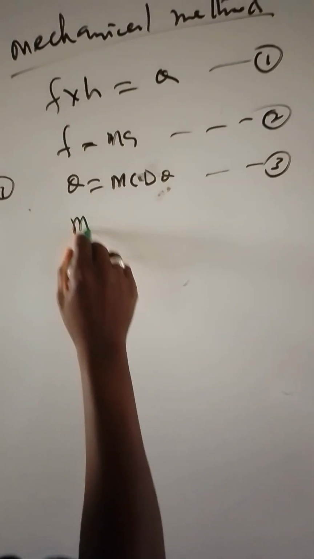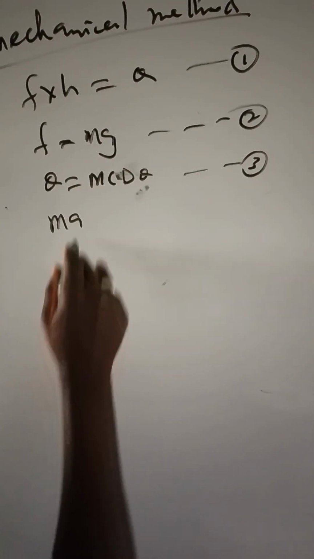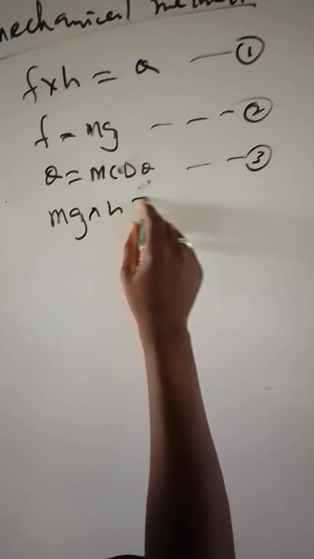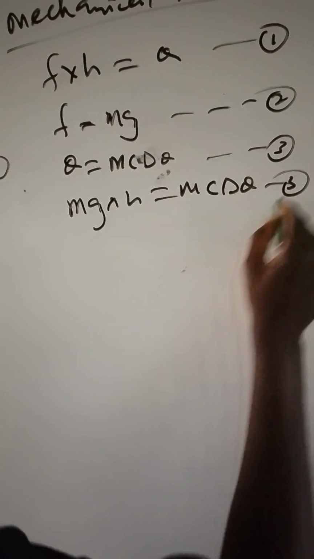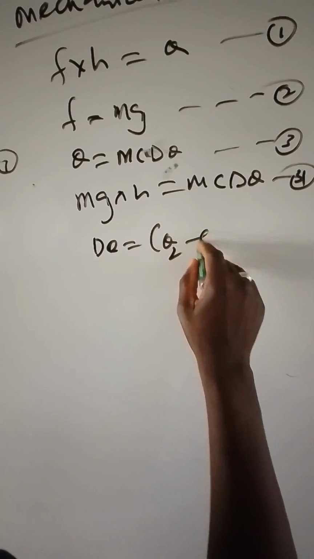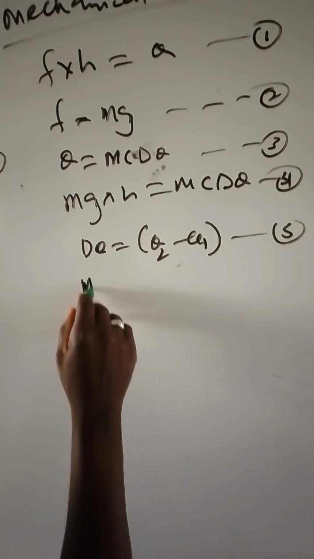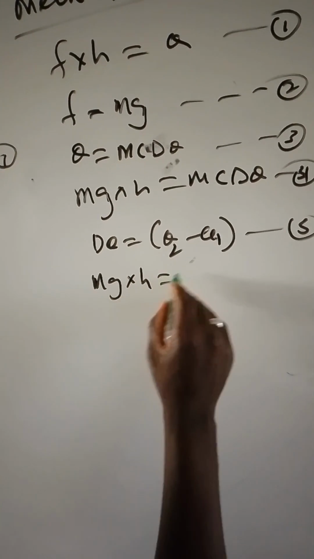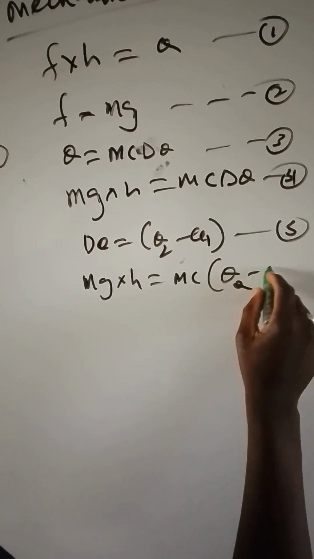Substitute 2 and 3 in 1. We have ma, or we say mag, times H is equal to mc change in θ. We call this equation 4. Then the change in θ is equal to T2 minus T1. We call it equation 5. Substitute 5 in 4. We have mgH is equal to mc (θ2 − θ1).